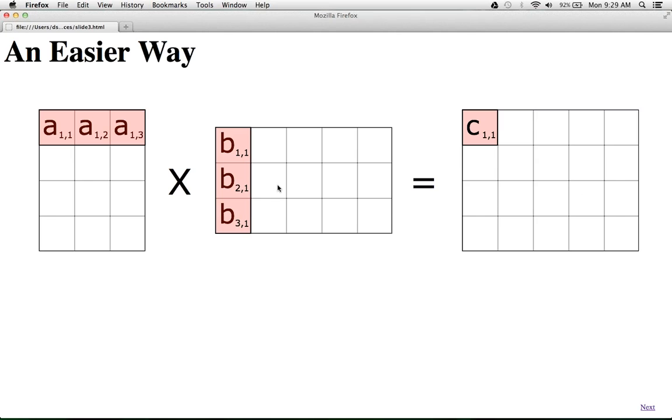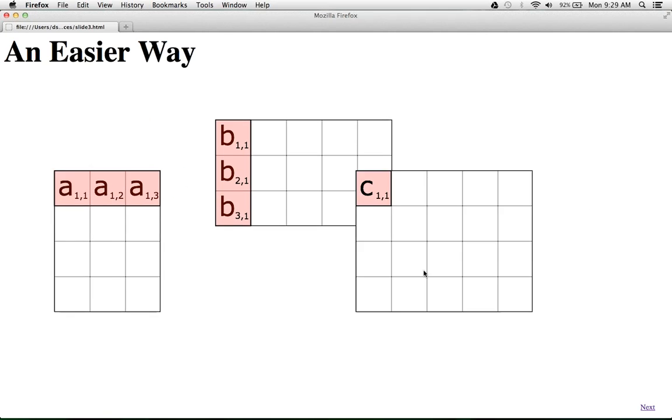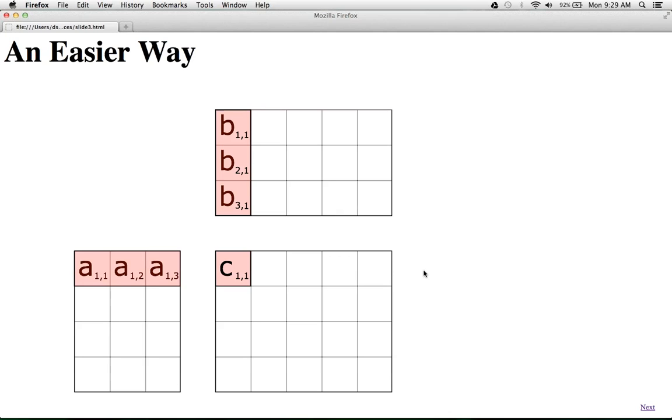If we start with this times this, rather than looking at it like this, I like to shift up the matrix on the right side of the multiplication and shift over the one on the left side. And then it's very easy to see that the result is now a 4 by 5 matrix. So if you have a 4 by 3 times a 3 by 5, this is the correct result.